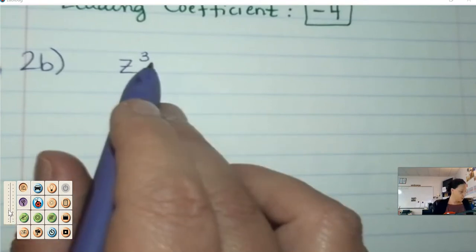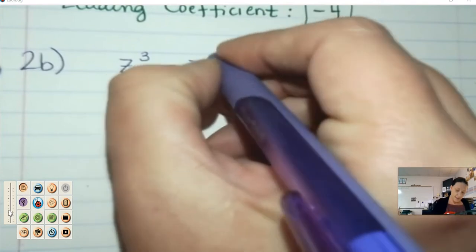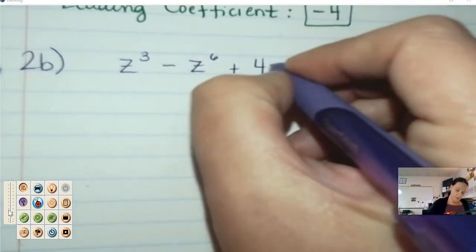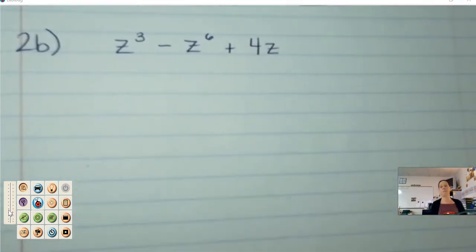Okay, z cubed, where am I? There. Minus z to the 6th power plus 4z. Z cubed minus z to the 6th plus 4z. Make sure your z's don't look like the number 2.